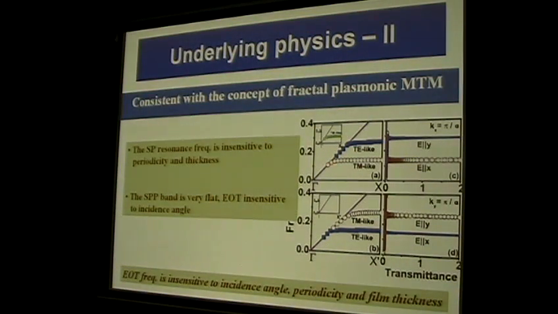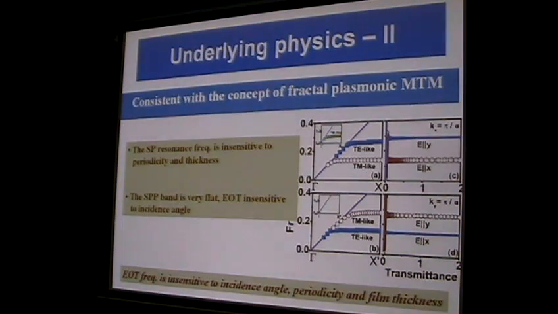The incident angle means you can vary the kx, the k parallel. However, for each k parallel, the SPP resonance is very flat. So that's why the high transmission is insensitive to the incident angle. And this picture can also explain why our transmission frequency is insensitive to periodicity and thickness. We performed the calculation of this SPP band structure, and we found that this SPP resonance is indeed quite insensitive. It's only governed by the local resonance of the fractal aperture itself. So this gives us another view of this high transmission.